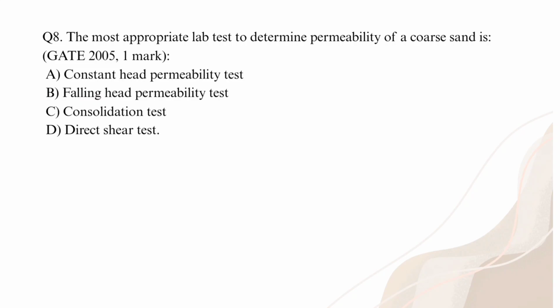The most appropriate lab test to determine the permeability of coarse sand is, and options are option A constant head permeability test, option B falling head permeability test, option C consolidation test, option D direct shear test. And the correct answer is option A, constant head permeability test. Because for coarse permeable soils, constant head test is preferred due to the relatively high flow rates, and the falling head is better for low permeability soil.